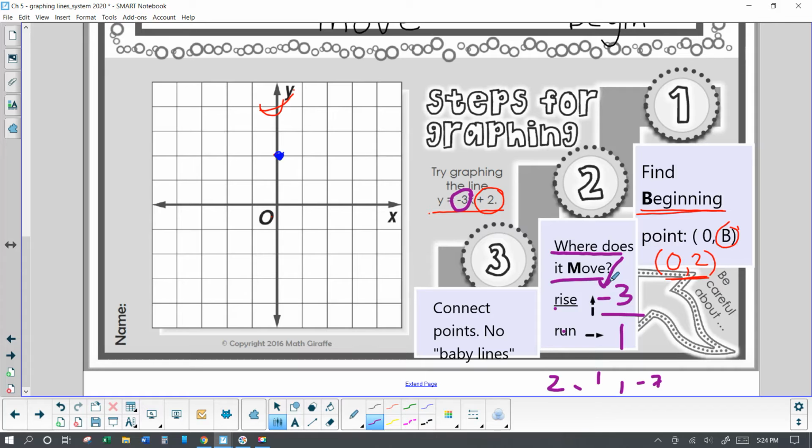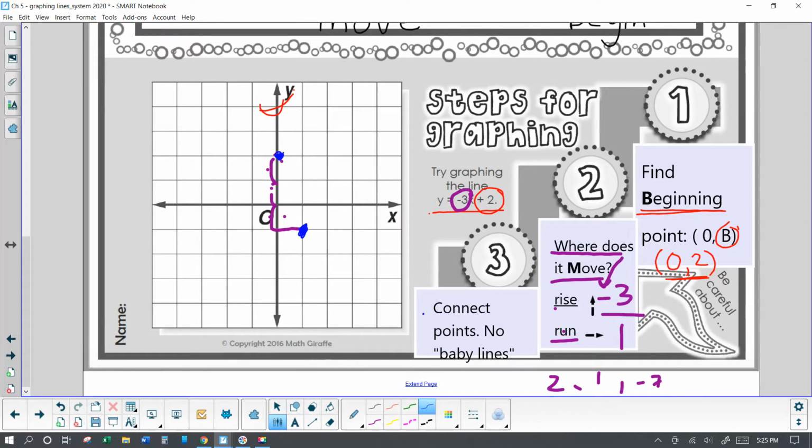If I have a positive rise, I'm going to move up. But this graph is going to move down 3. So I am going to count the boxes down 3. 1, 2, 3. I'm going to go down 3, and then I'm going to run 1. I'm going to go over 1. So 1, 2, 3, and over 1. And then I'm going to put another point at that corner where I ended up. That is the next point in my line.